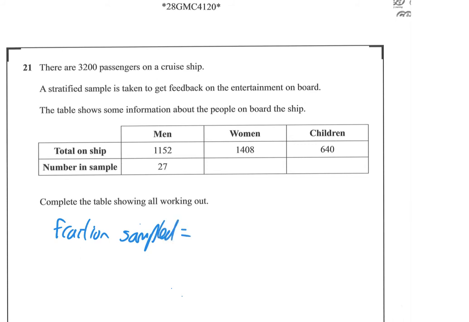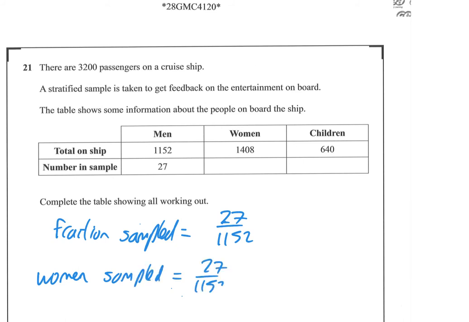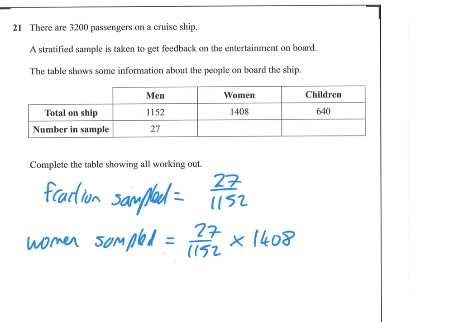is equal to, for the men, 27 over 1152. And then we'll say the women sampled is equal to 27 over 1152 times the total population of women, which is that. And then when I work that out, I got 33. So there's 33 women sampled.